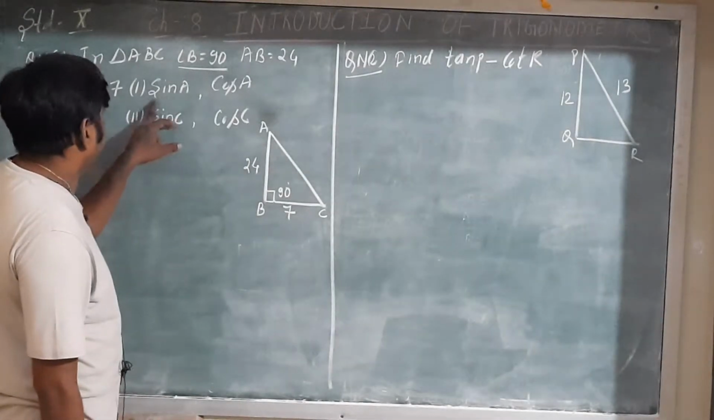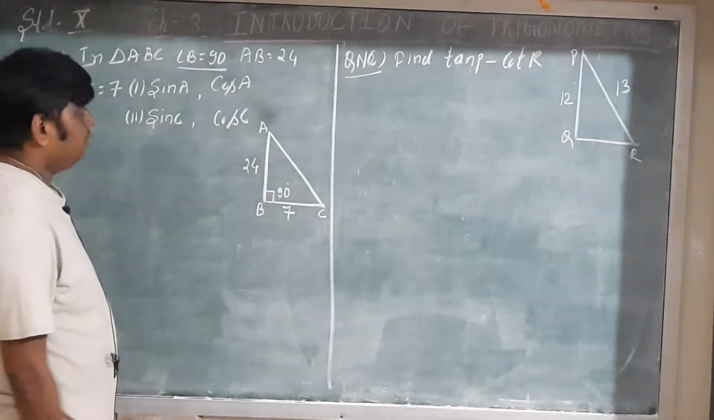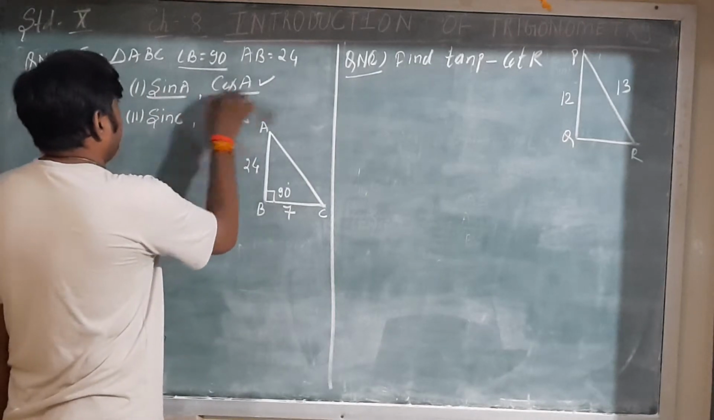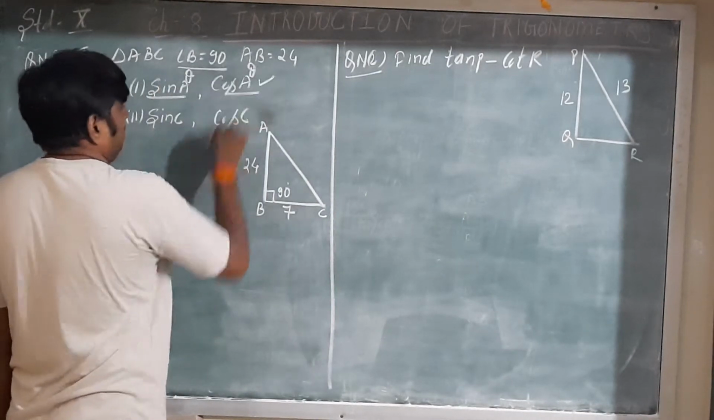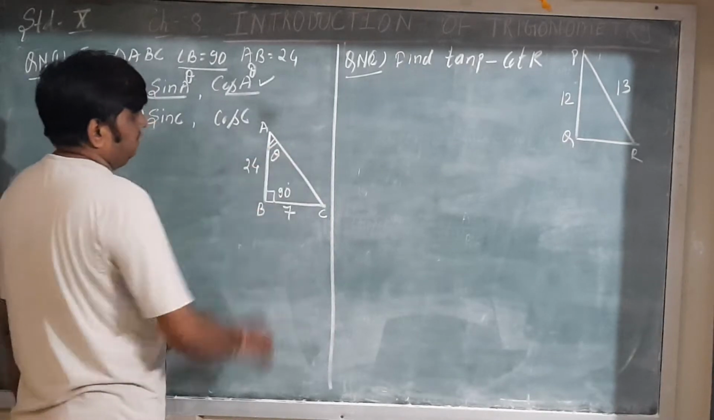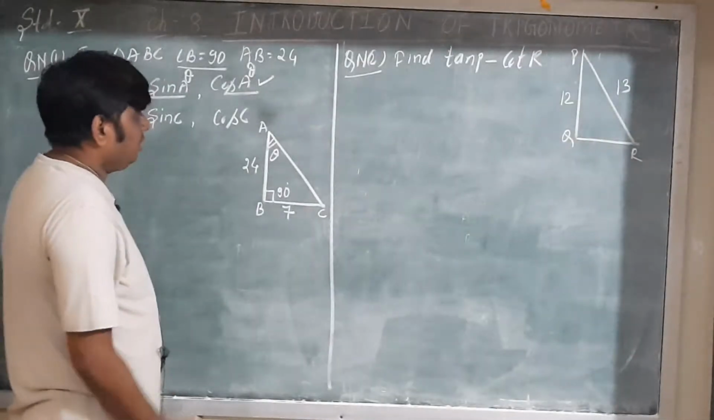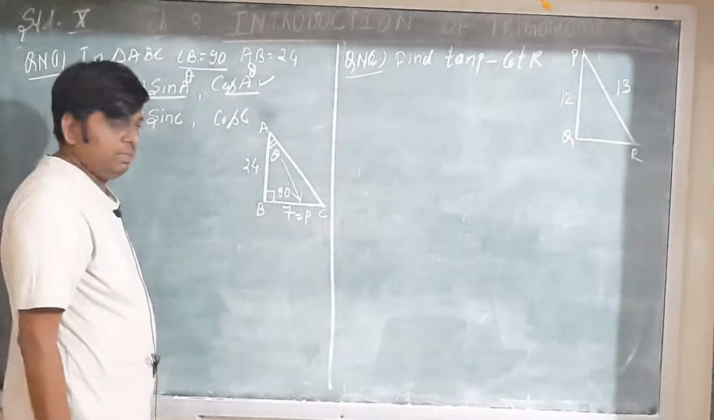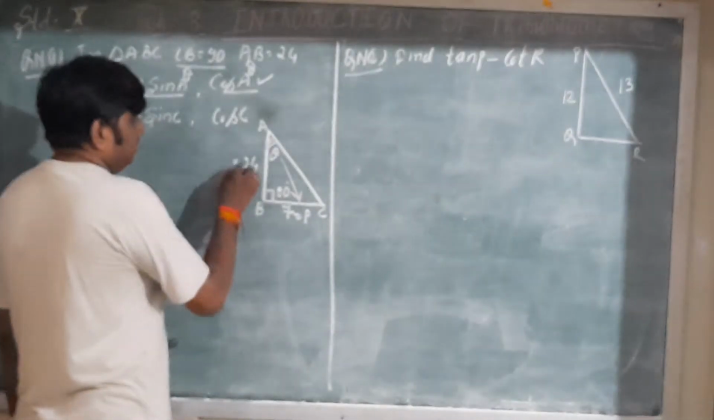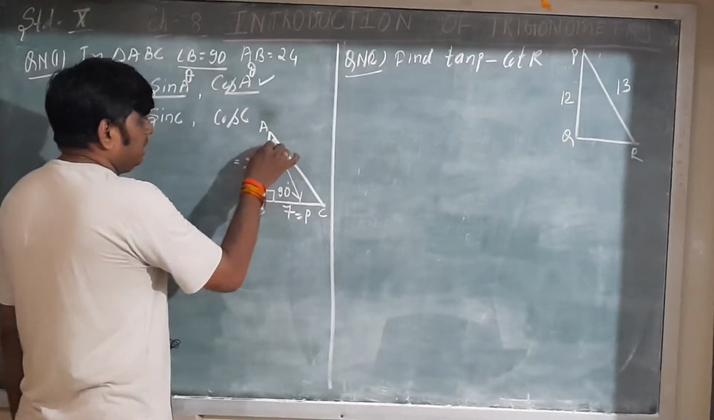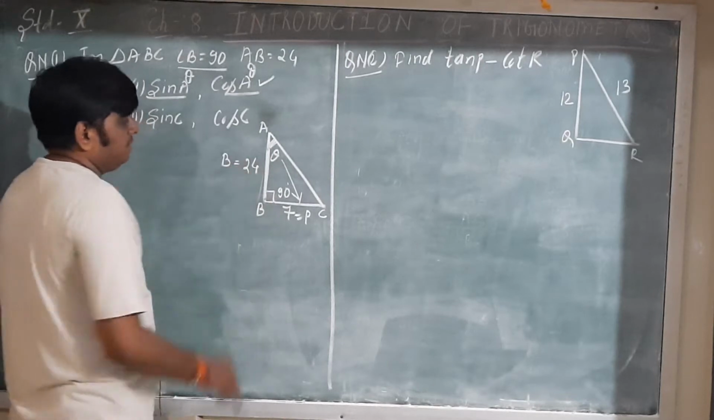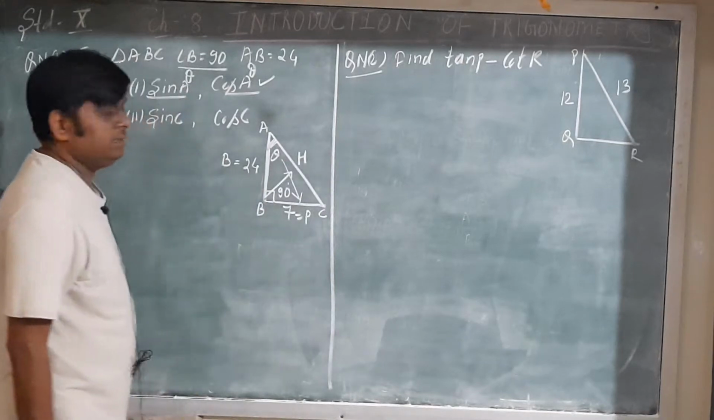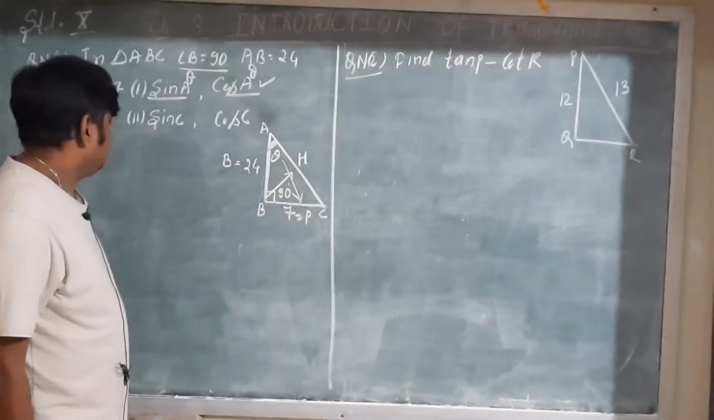Okay, first we study sin A and cos A. So first we find the value of sin A, cos A. A means theta. So A is theta, right? The side opposite to angle theta is called the perpendicular, written as P, as in the last lecture. The side adjacent to theta is called the base. The side opposite to 90 degrees is called the hypotenuse, right?